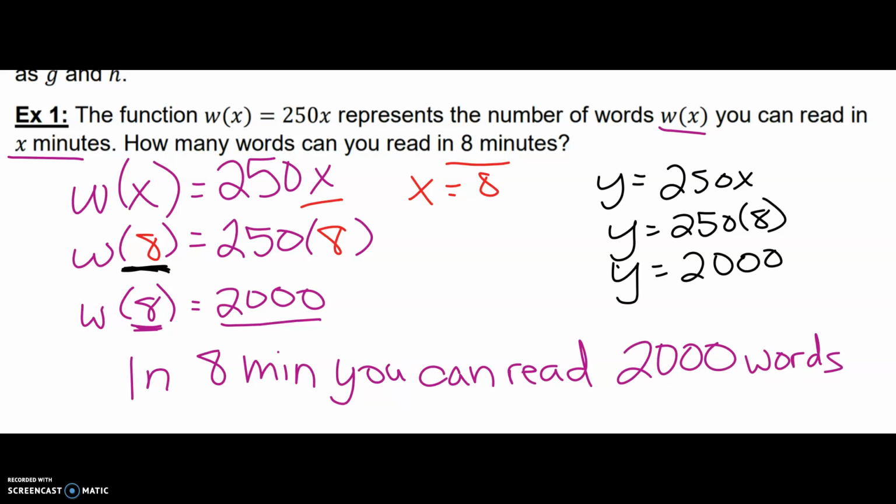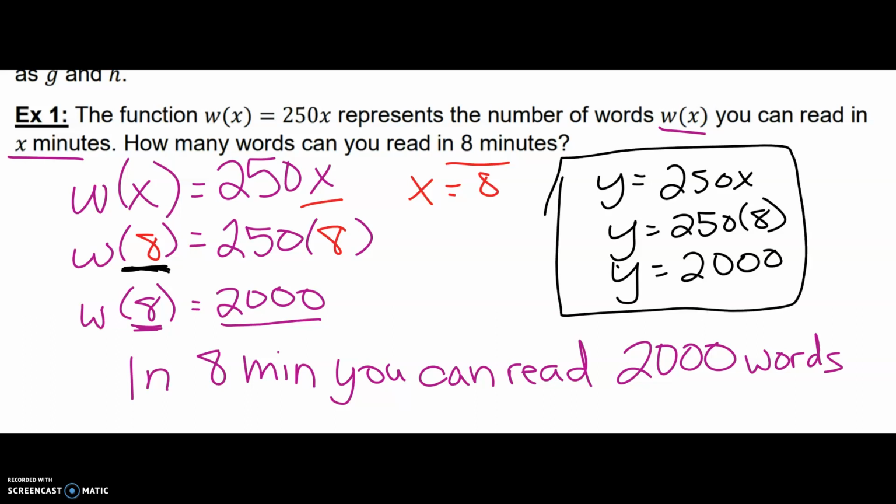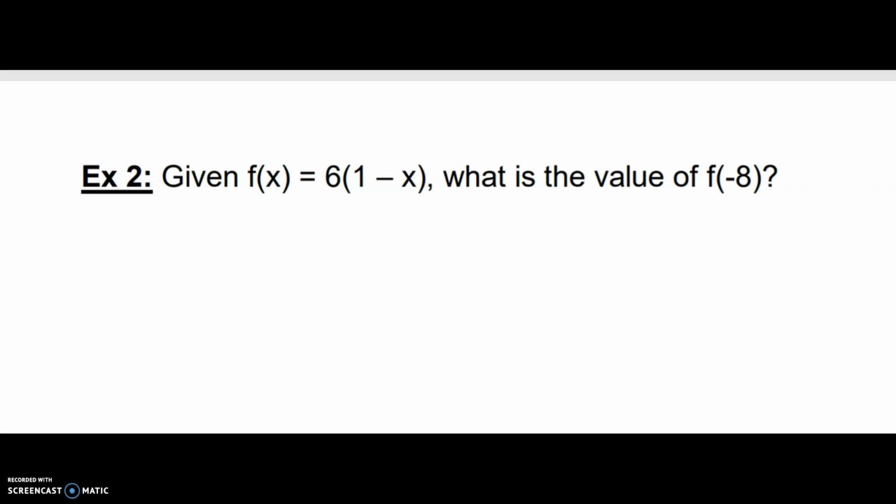Now over here on the right side, if you notice, this is how you have seen this done before. You've seen it done with the y, and you've plugged in the 8 for the x, and you found y was equal to 2,000. It is the exact same thing. The only difference is we're using a new type of notation for it, our function notation. So now let's look at example 2.